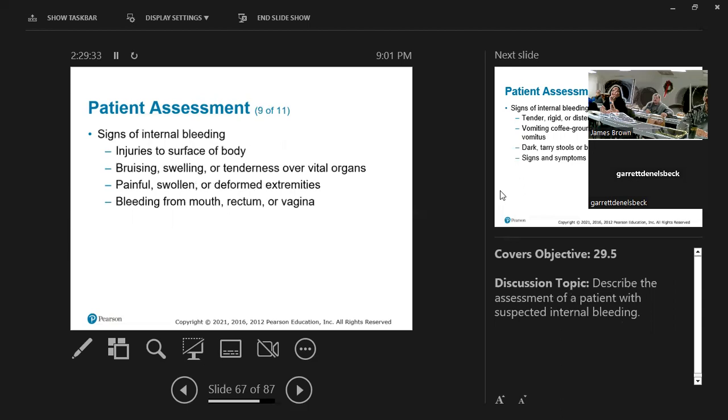So signs of internal bleeding: injuries to the surface of the body, like I said, bruising, swelling, tenderness over vital organs. It's incredibly important to know that if I'm palpating the abdomen and I notice this person is guarding their upper right quadrant, what's a possible organ that could be injured? The liver, right? So it's incredibly important to palpate these areas. Also painful, swollen, deformed extremities, and bleeding from the mouth, rectum, or vagina.